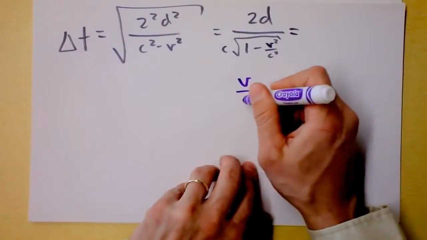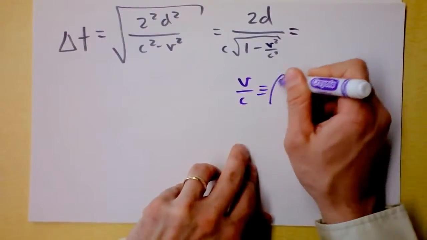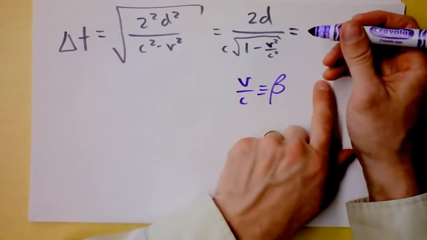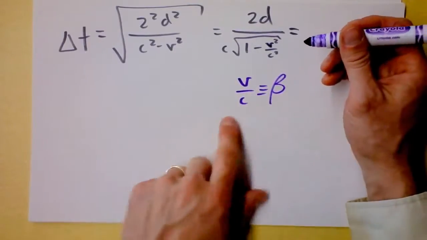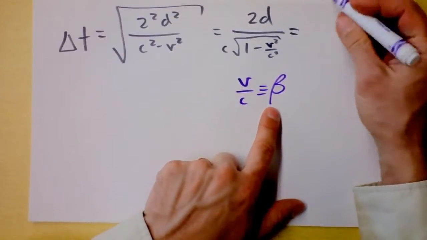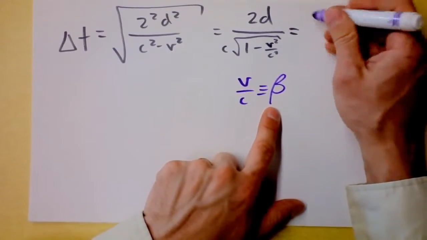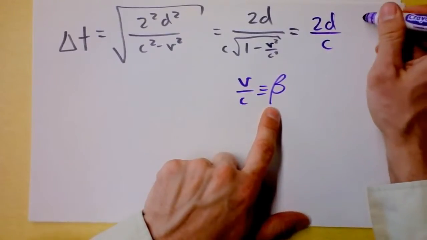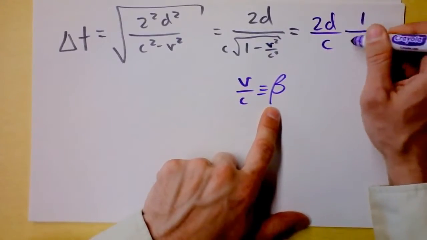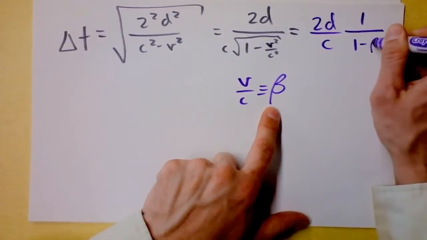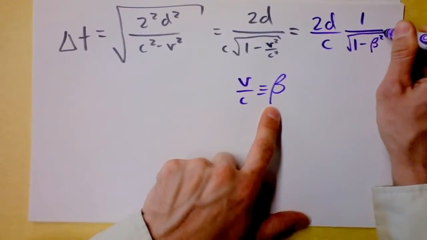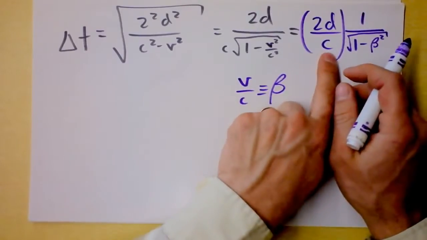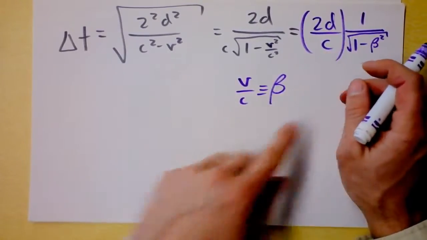I'm going to define it to be beta, the Greek beta right there. And I'm going to plug in, is that capital? I think it might be lowercase. I don't even know. Look it up. So this then becomes 2 times d over c times this funny thing. It's going to be 1 over the square root of 1 minus beta square. I'm going to put that in parentheses and ask you if you've ever seen 2d over c before.